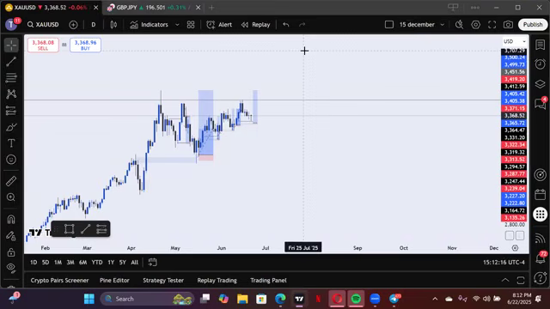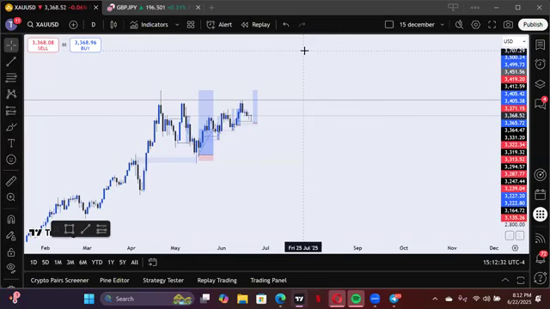Market will present you with multiple zones, multiple order blocks, multiple breaker blocks. The thing is that not all of them will hold, because you have to trade in line with what the higher time frame is saying. That is when directional bias comes into place.